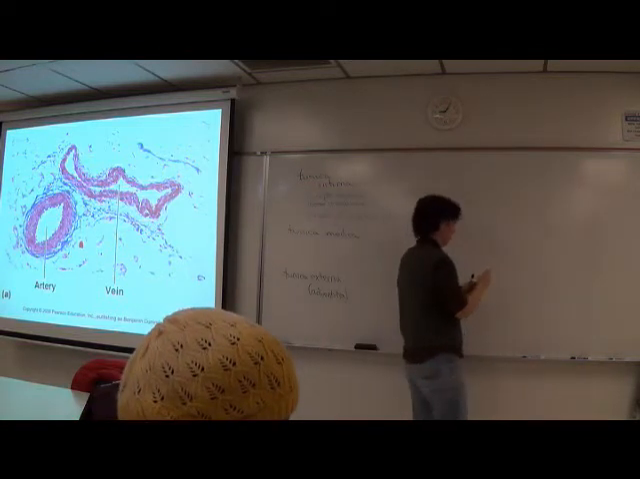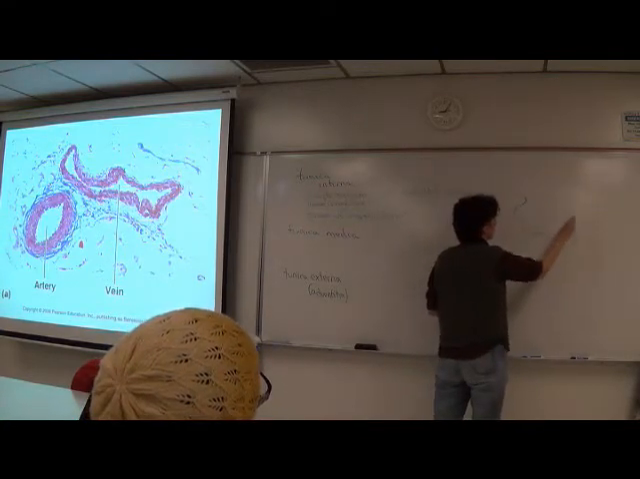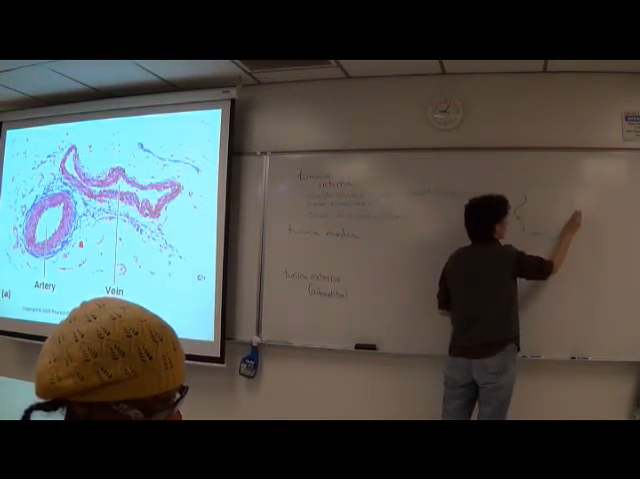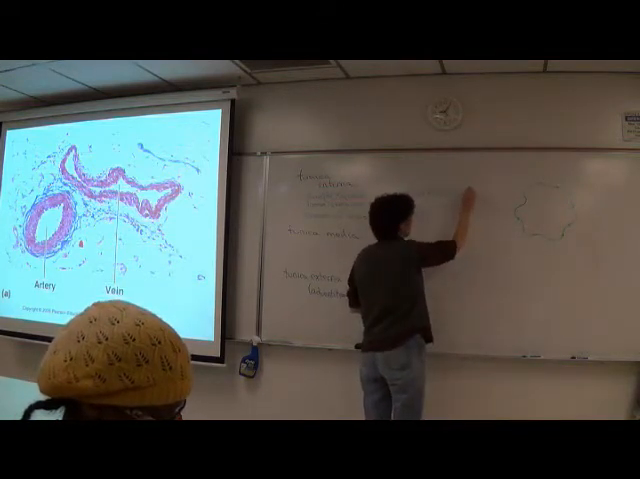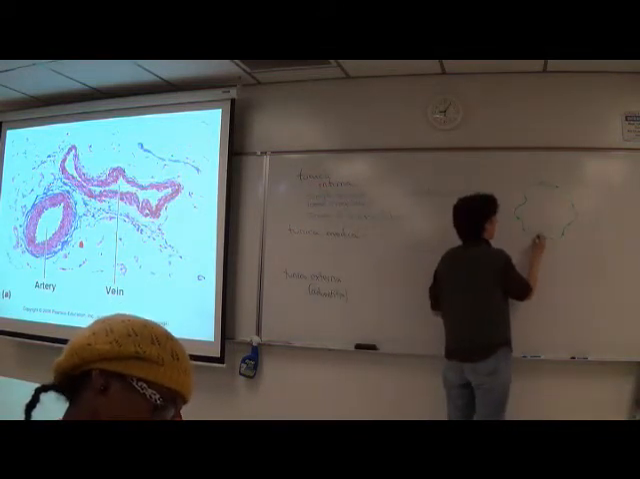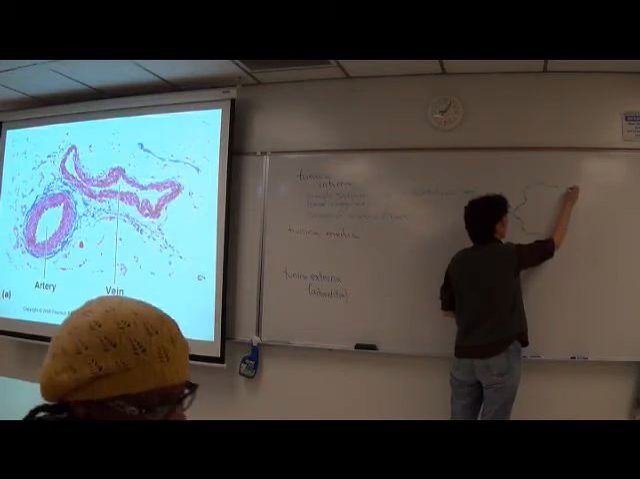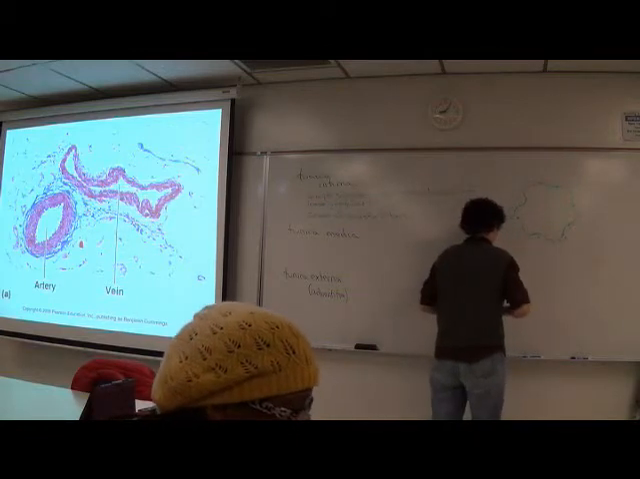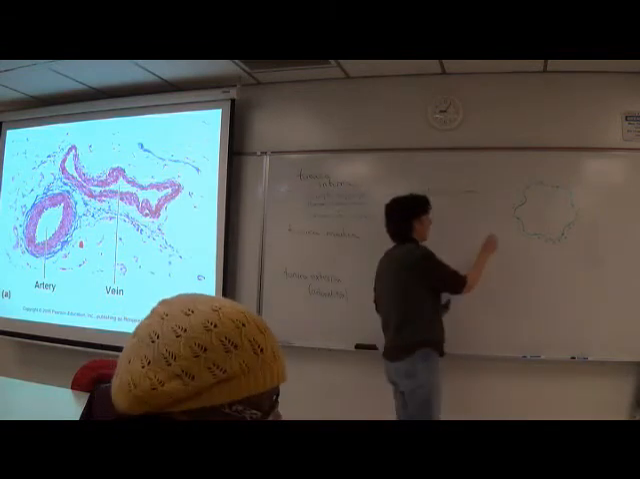So if I diagram this on the board, let's see, I use green for epithelium in the heart. So we would have our simple squamous epithelium, the little dots of the nuclei. That's about the only thing that bulges out. We would have loose irregular connective tissue. And then in the muscular arteries, we would have a sheet of elastic fiber.